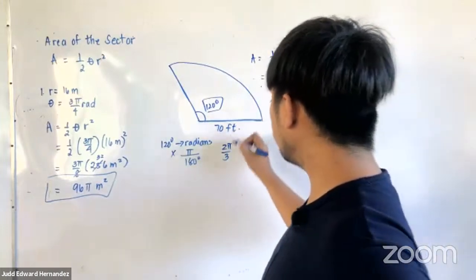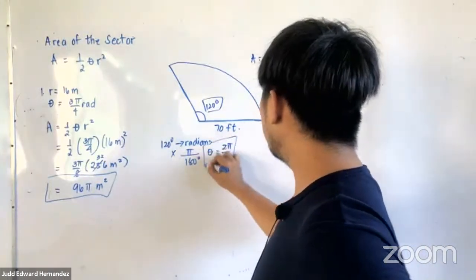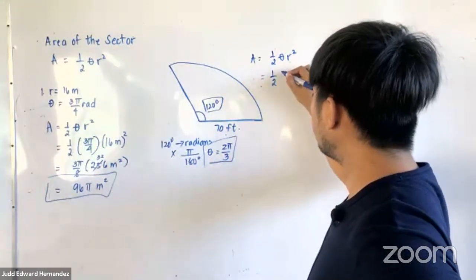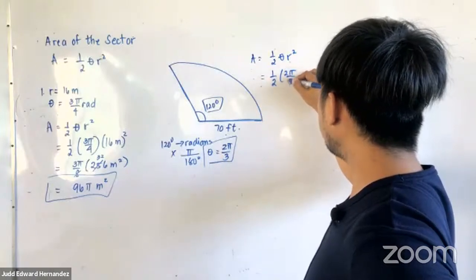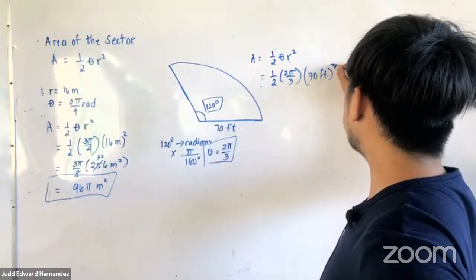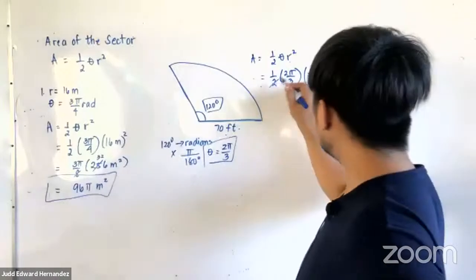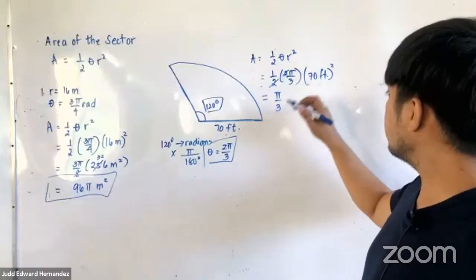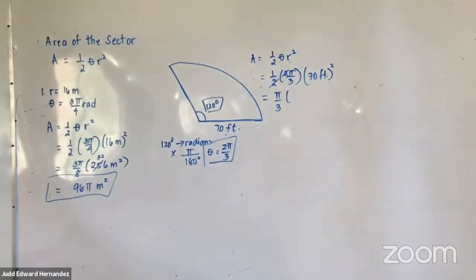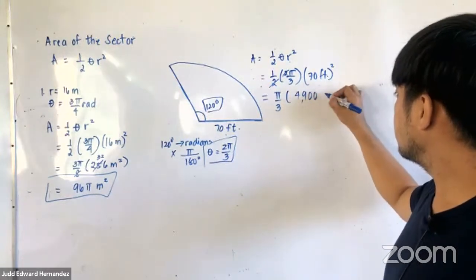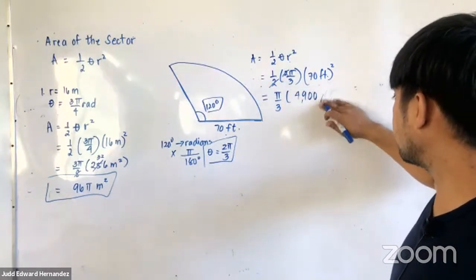So now we have our theta, and our radius is 70. We can substitute: 1/2 times our theta, which is 2 pi over 3, times r, which is 70 feet squared. Cancel the 2, and we have pi over 3 times 70 squared. 70 squared is 4,900 square feet, or feet squared.